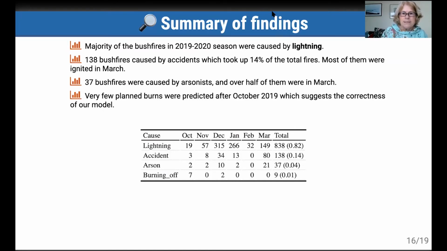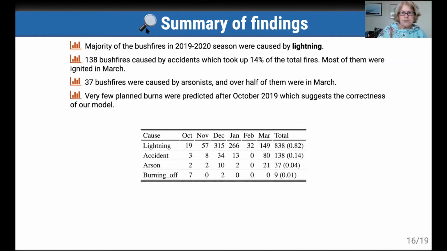And just digesting that a little bit more, these are the predictions over the months, and you'll see that predictions for burning off cause primarily is in October and something in December. Basically, this is a good indication that the model is working quite well, that burning off is predicted to be prior to the fire restriction season. And most of the fires are predicted to have been caused by lightning for that season.